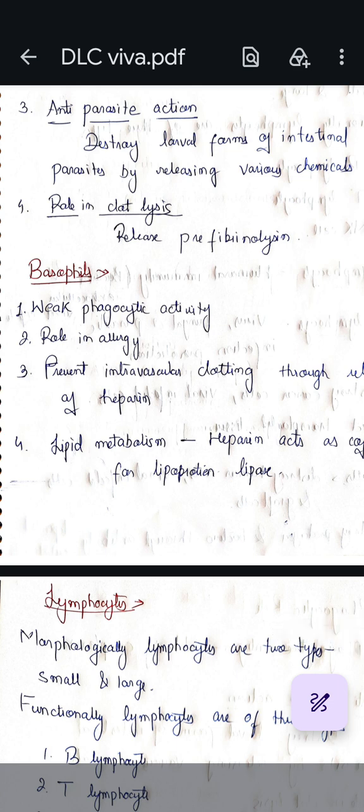So this is how you can see that in case of a CBC, in case of any fever, you will find these classical causes of various types of WBCs which are present or absent.